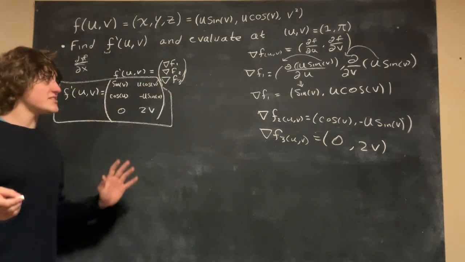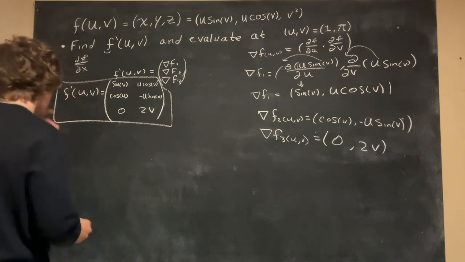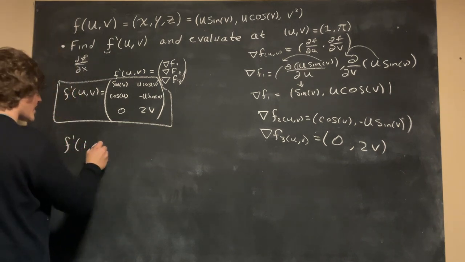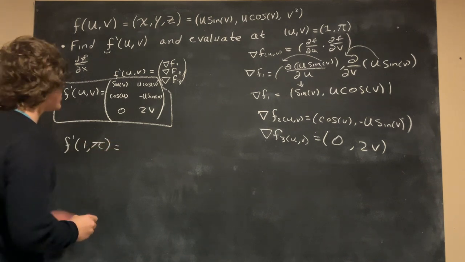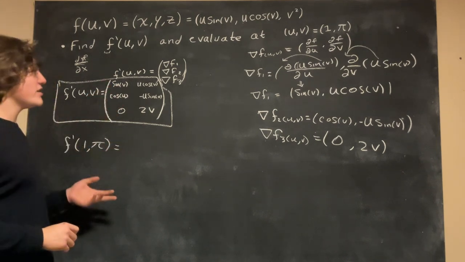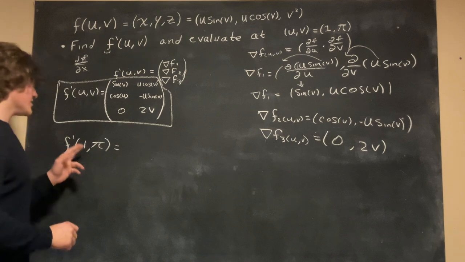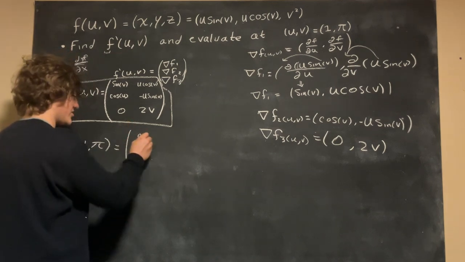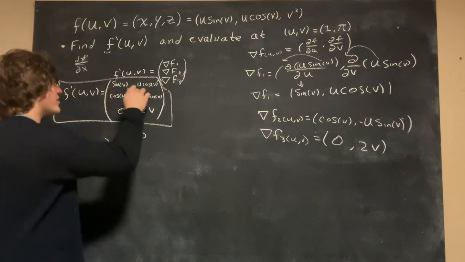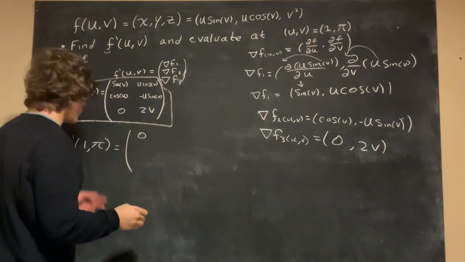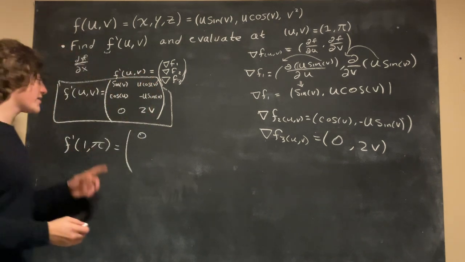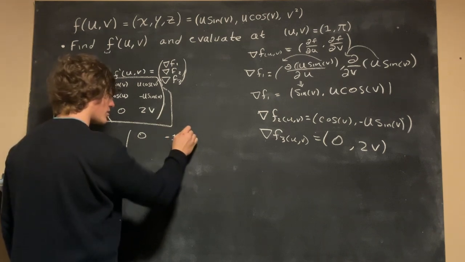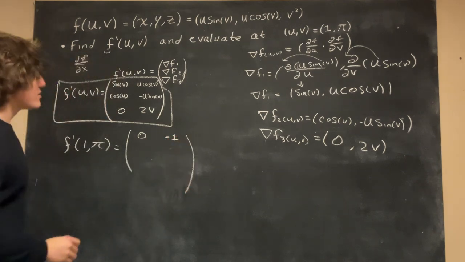Now let's evaluate this at 1 comma pi. So f prime of 1 comma pi is equal to the sine of v, when v is pi, is just going to be equal to 0, as the sine of 0 is just 0. So this is 0. The cosine of pi is negative 1. U is 1, so this is 1 times negative 1. So this right here is just negative 1. So let's put that right there.